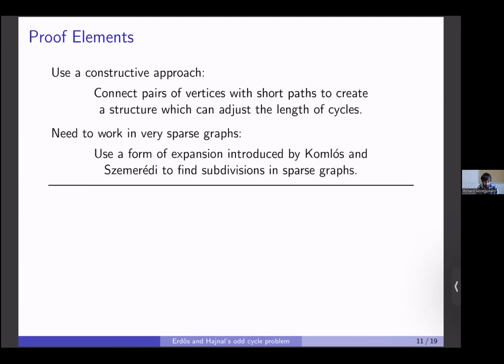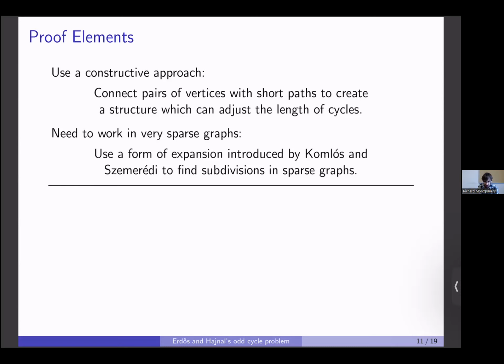And as I said, we need to work in very sparse graphs, and that's really the challenging case. To do this, we're going to use a form of expansion introduced by Komlós and Szemerédi in the 90s, and they were finding subdivisions in sparse graphs. This is a form of expansion that's been very useful, especially recently in the last 5 years or so. It's really useful if you want to find structures in very, very sparse graphs.